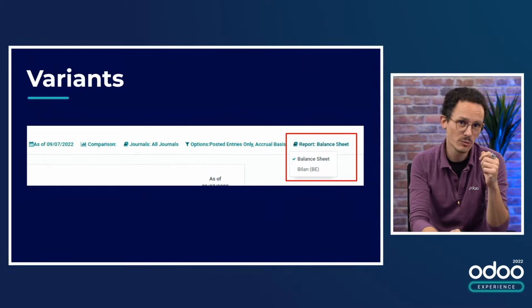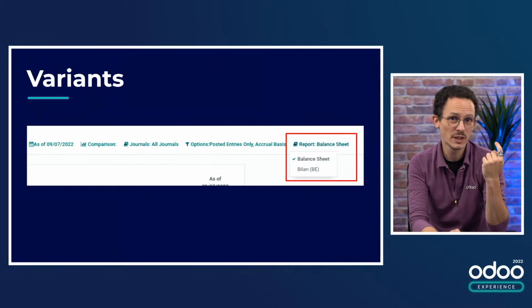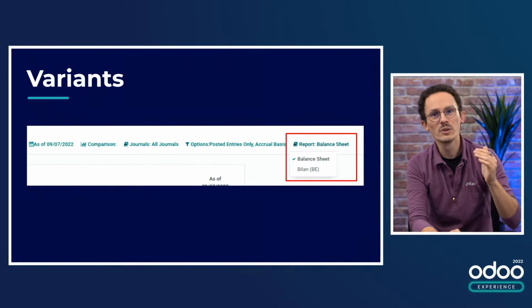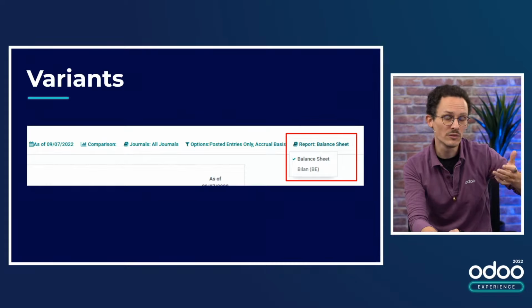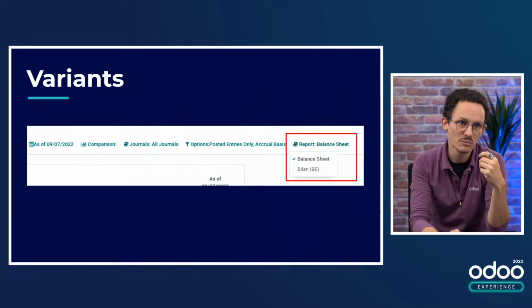The tax report didn't work this way, because for the tax report, you only had one menu item, and on the report, you had on the top right corner a selector for the different variants that were available. You just had to click it and select the one you wanted.